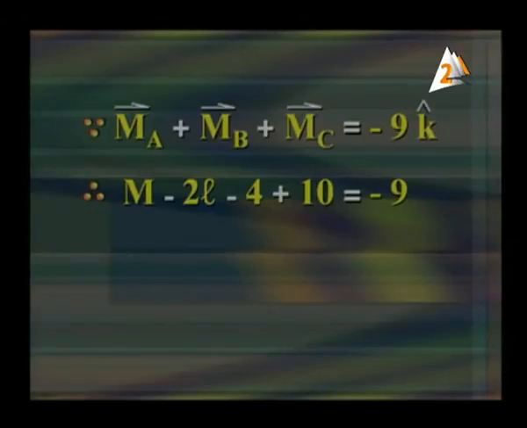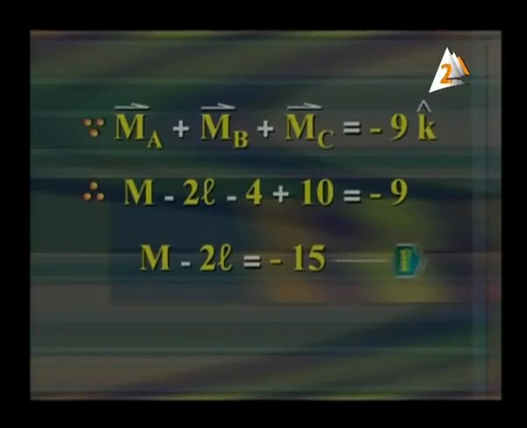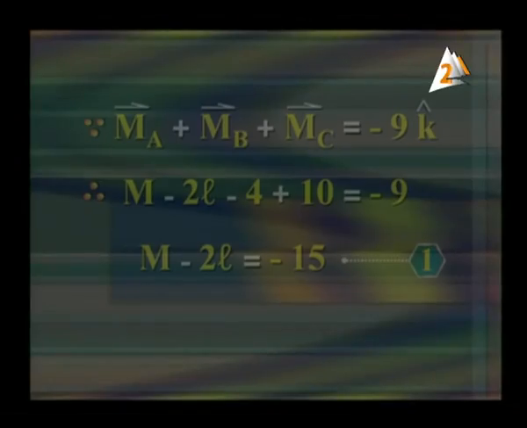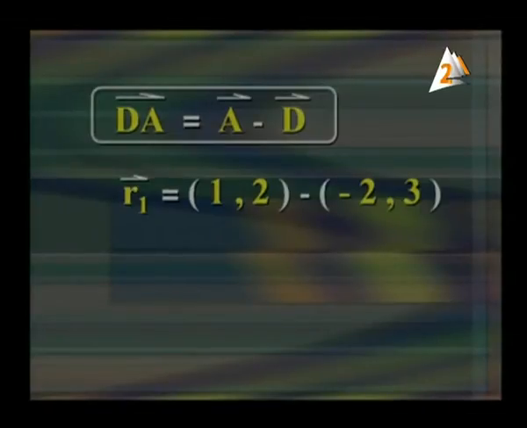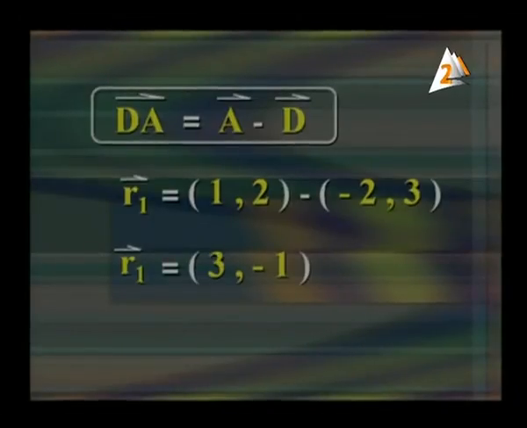From the given, we notice that the sum of moments, so we can say MA plus MB plus MC equals minus 9K. And M minus 2L minus M plus 4 plus 10 equals minus 9, or M minus 2L equals minus 15 as the first equation. By the same way, we say DA equals A minus D, or R1 equals (1, 2) minus (minus 2, 3). So R1 equals (3, negative 1).